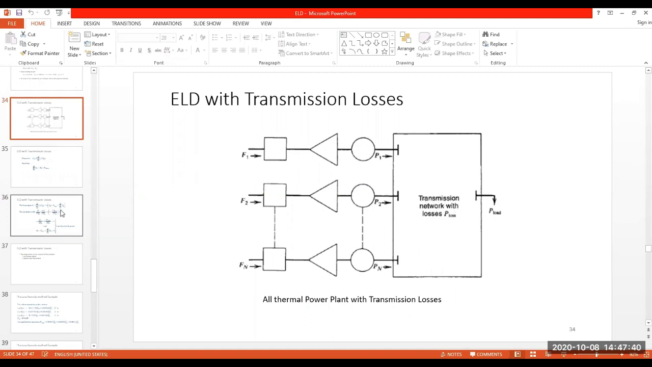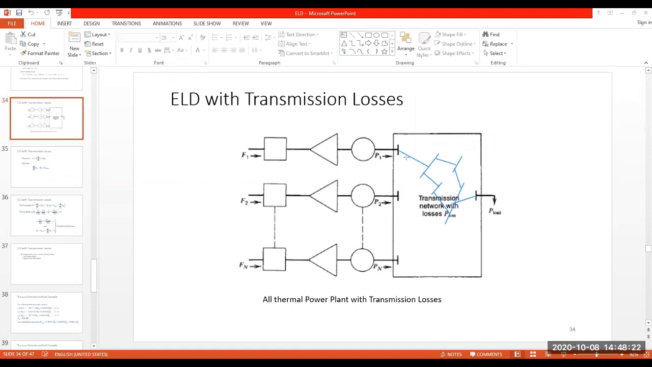We can represent P loss simply by whatever current is flowing through the network. There is a big interconnected network with many transmission lines connected with each other like a web. So if I know the current flow through each of the lines, let me draw something like this. This is a bus, this is another bus, and this is another bus. Let's say this is a big network, and ultimately this is connected to a load. This is the load bus. Similarly you could have many other connections here.